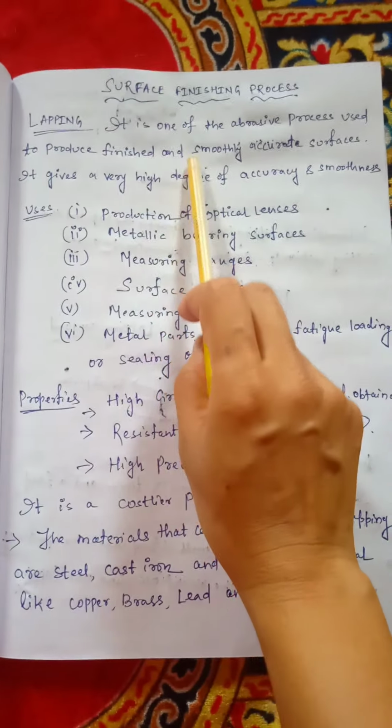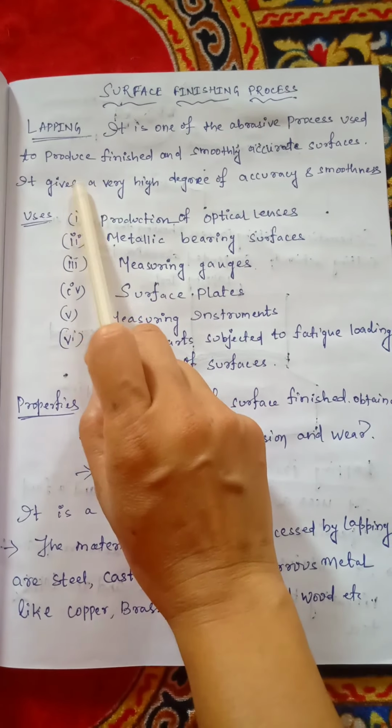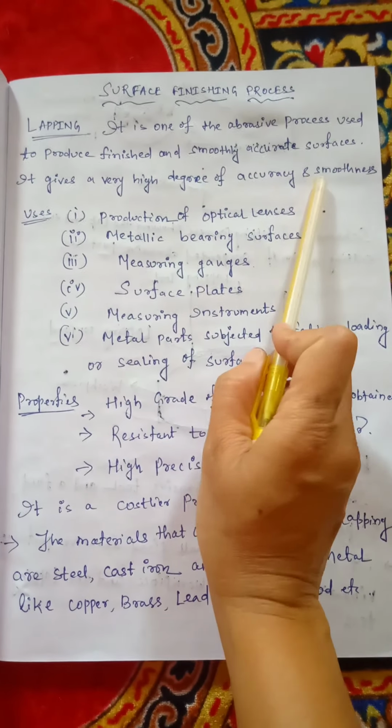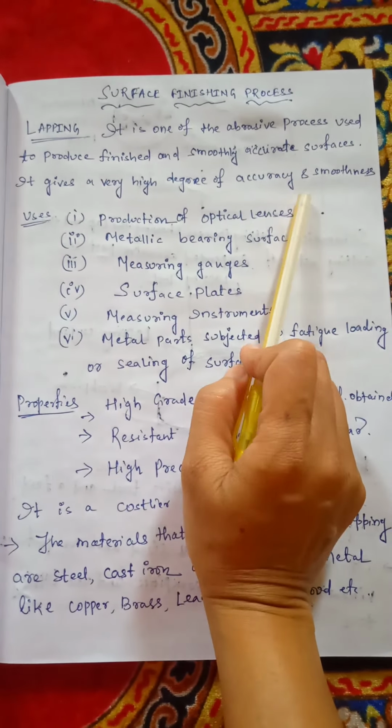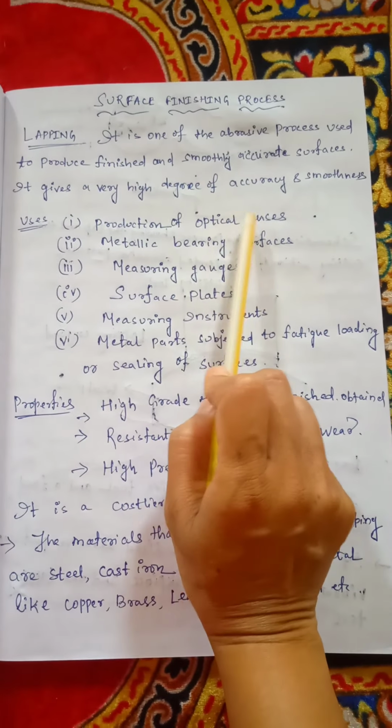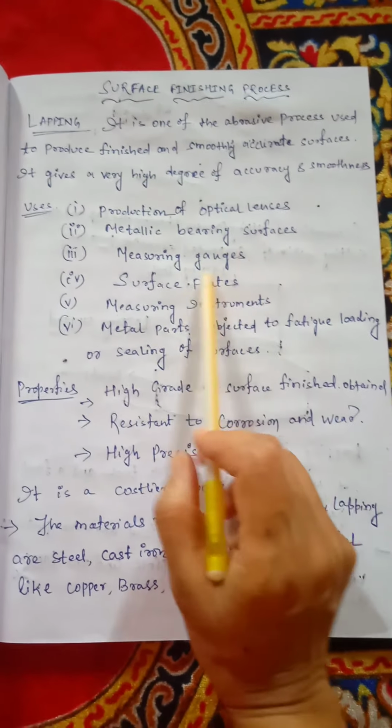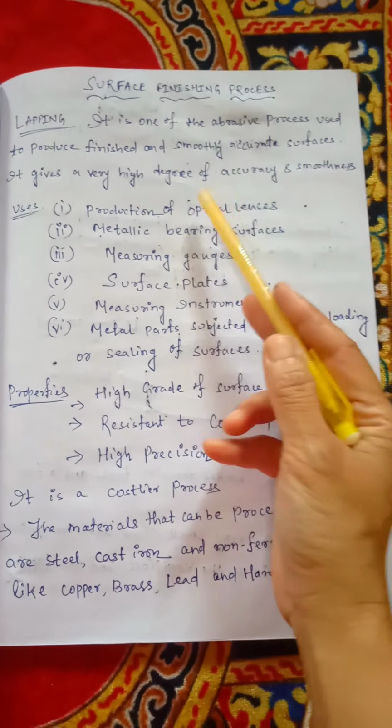Lapping is one of the abrasive processes used to produce finished and smoothly accurate surfaces. Specifically it is used to produce a smooth and finished surface. It gives a very high degree of accuracy and smoothness. So in which processes is lapping used?